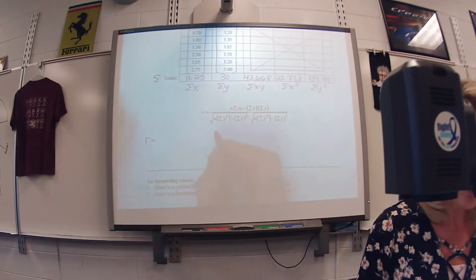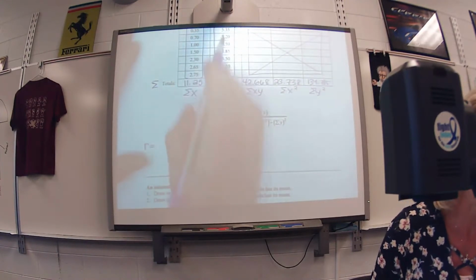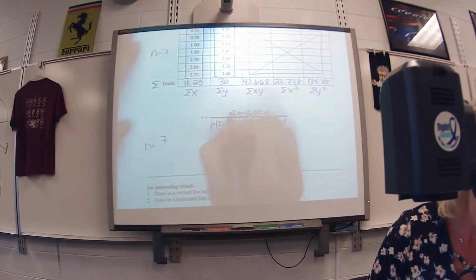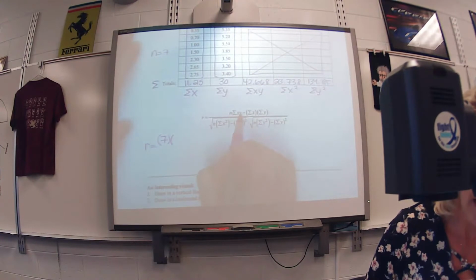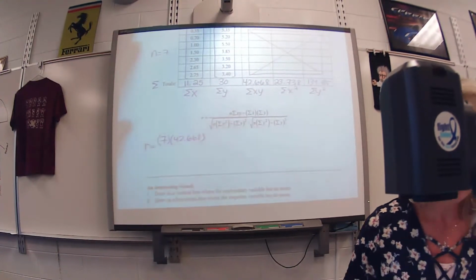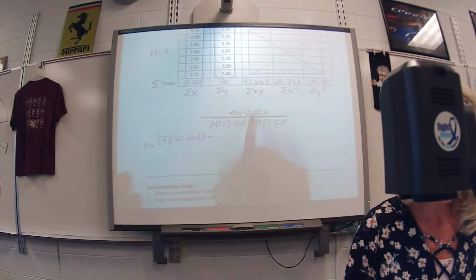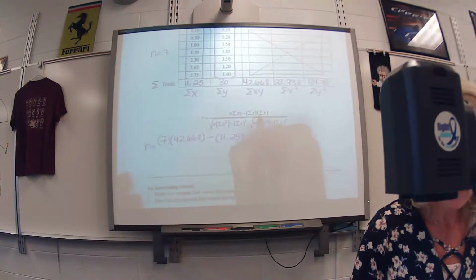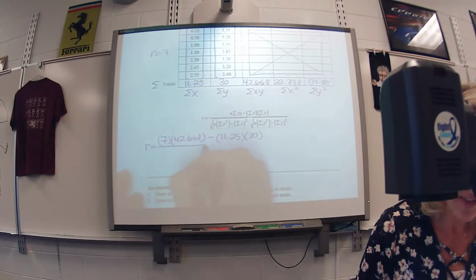There were 7 ordered pairs. When you deal with a scatter plot, it's how many pairs do you have? Our N size was 7. So it's 7 times the sigma XY, 42.668, minus the sigma X times the sigma Y. All right, so let's just get that numerator.